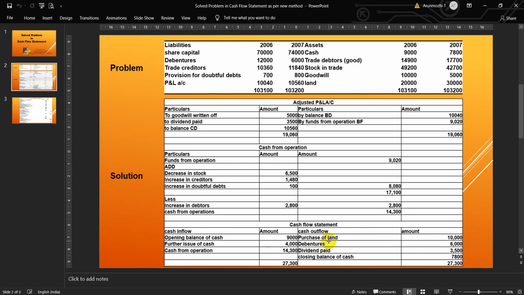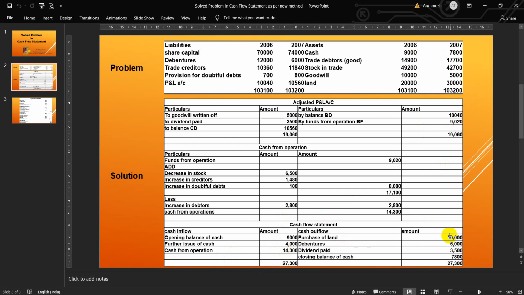Now you prepare the cash flow statement as incomes and outgoings, so cash inflow and cash outflow. We start with the opening balance 9,000, and the closing balance is 7,800 on the credit side. Further issue of cash is 4,000 rupees. Cash from operations, we have prepared as 14,300.